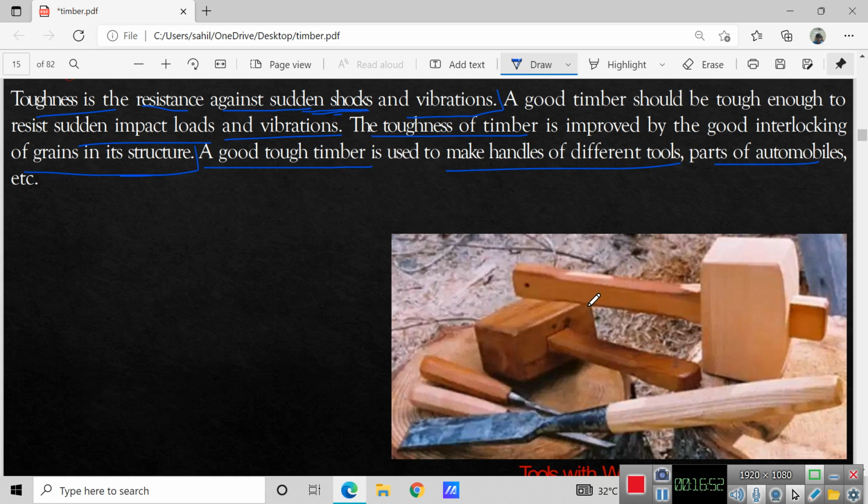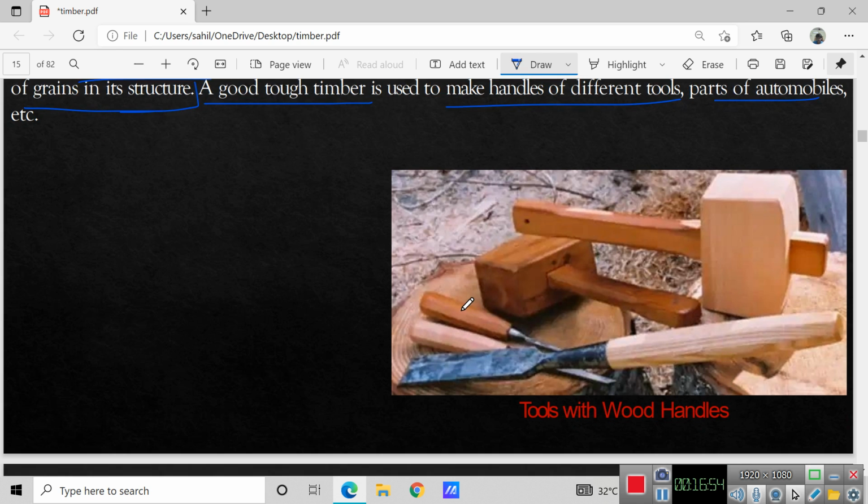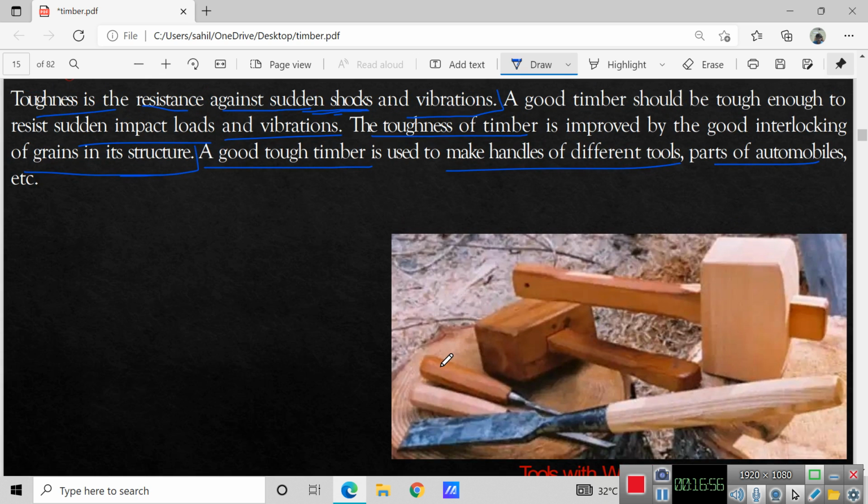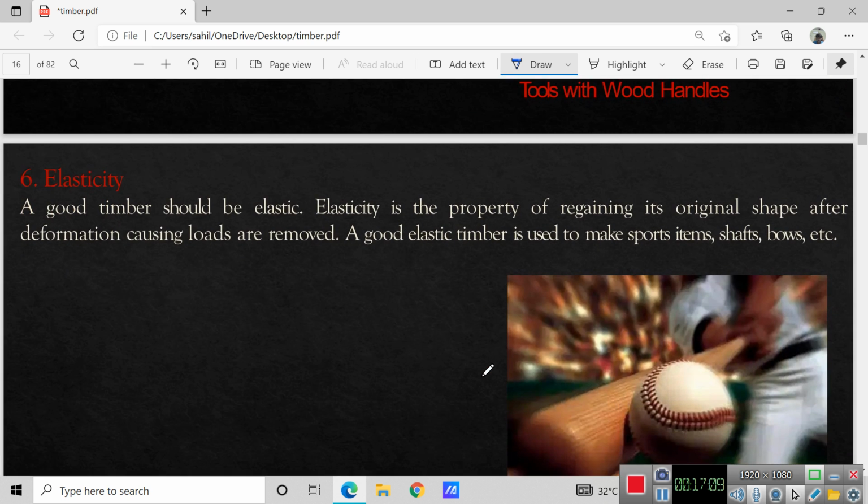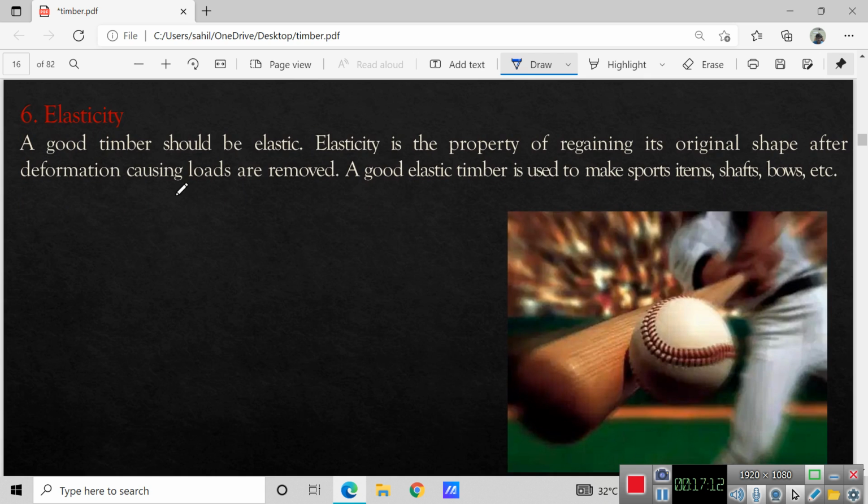So you can see here that the wood which is tough is used to make handles of chisels, wooden hammers, and different carving tools used in furniture making. Now next is elasticity. A good timber should be elastic. Elasticity is the property of regaining its original shape after the deformation causing loads are removed. A good elastic timber is used to make sports items, shafts, bows, etc.